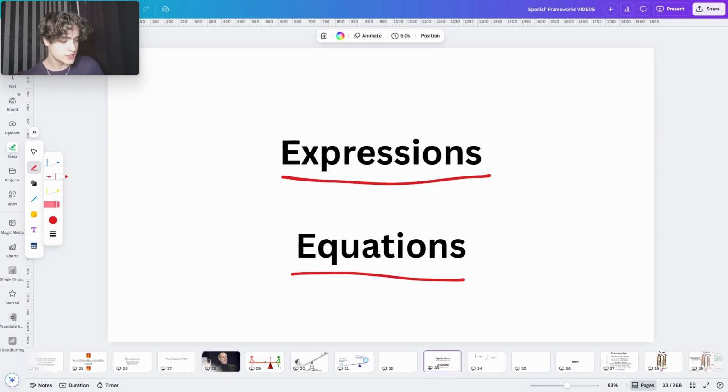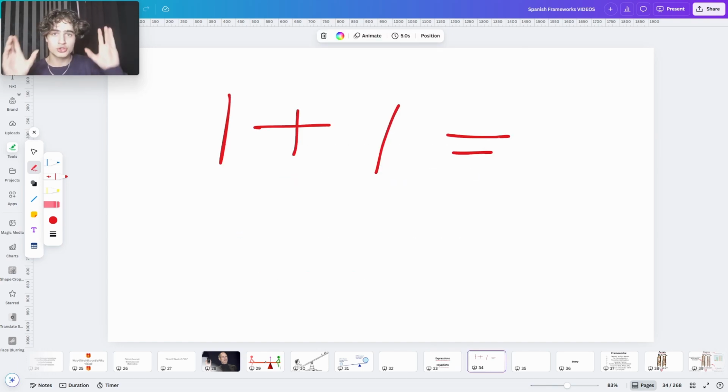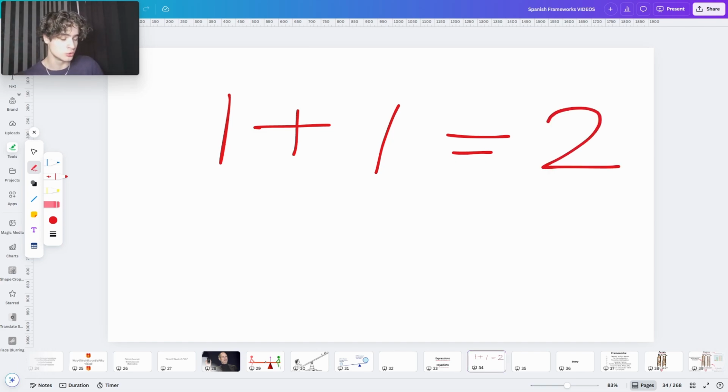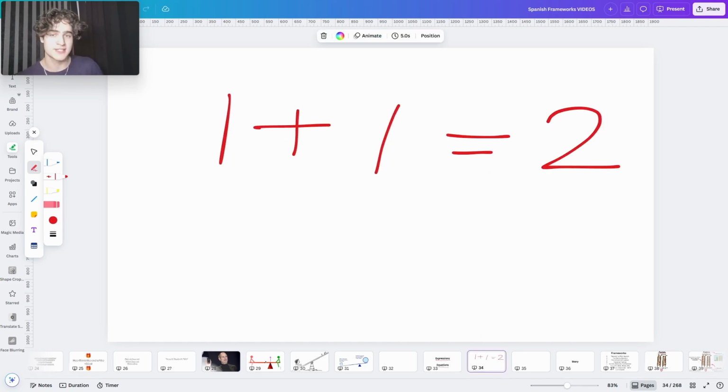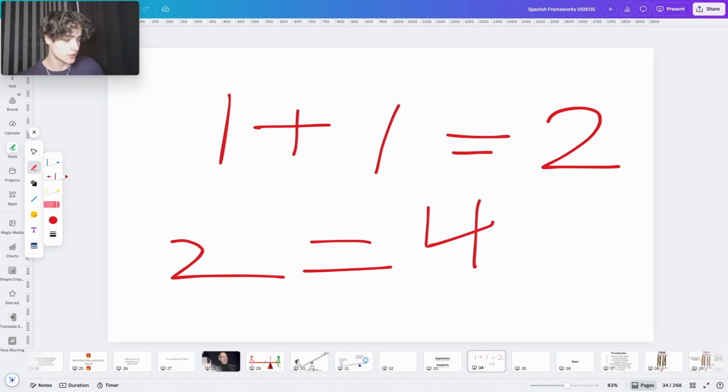Now, equations is when we equate 2 expressions. So when we have something like 1 plus 1 equals 2, this is an equation, meaning this expression is equivalent to this expression. That's what it means, okay? And that's related to the word equal, right? Equation is related to the word equal, which means the same. And so 1 plus 1 is just another way of expressing 2, just like how 2 is another way of expressing 4 divided by 2.